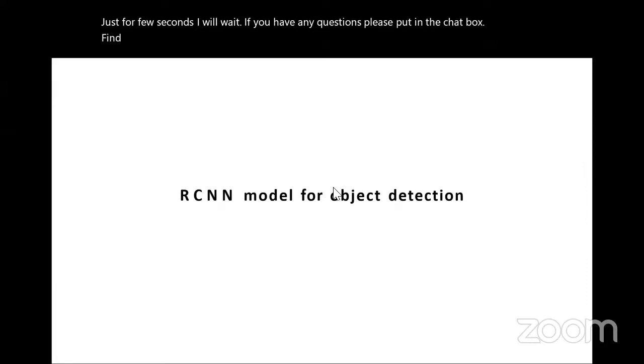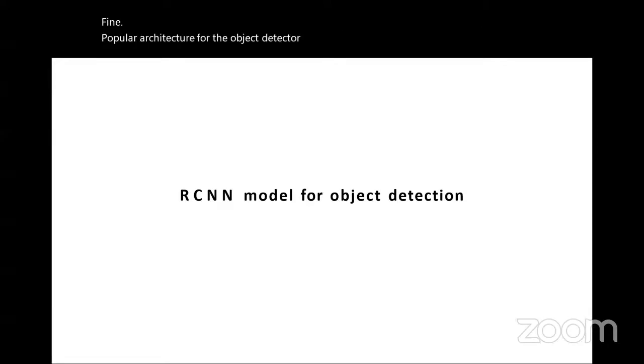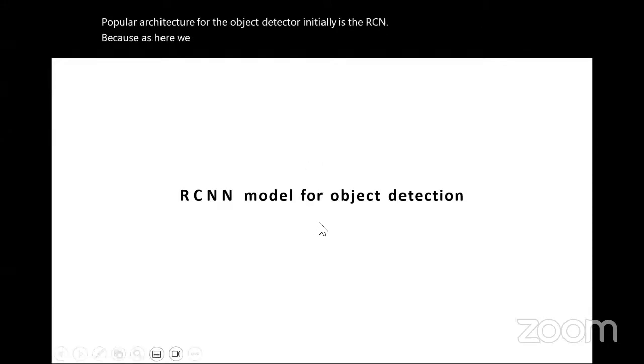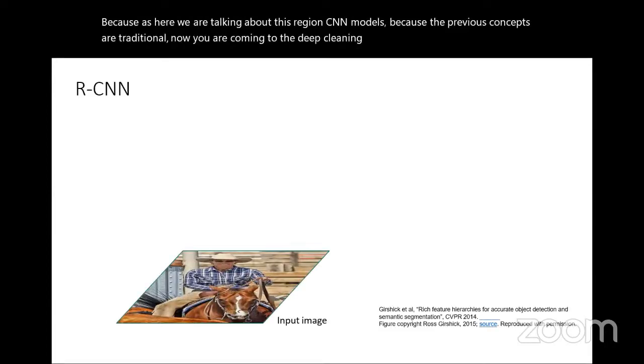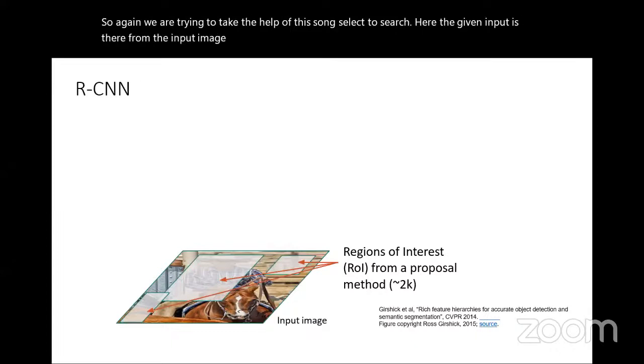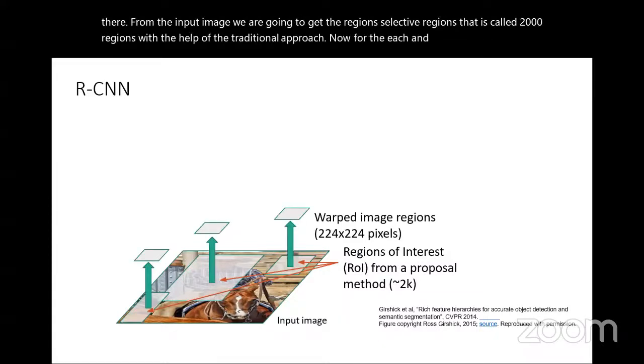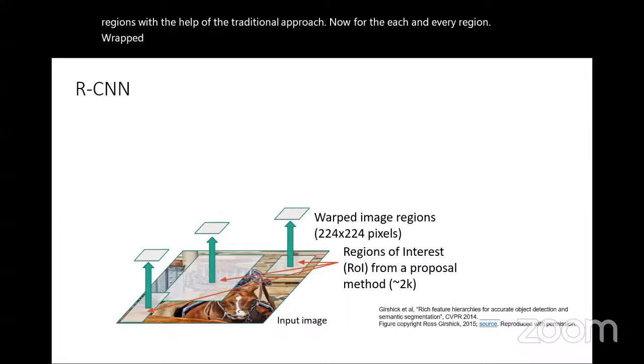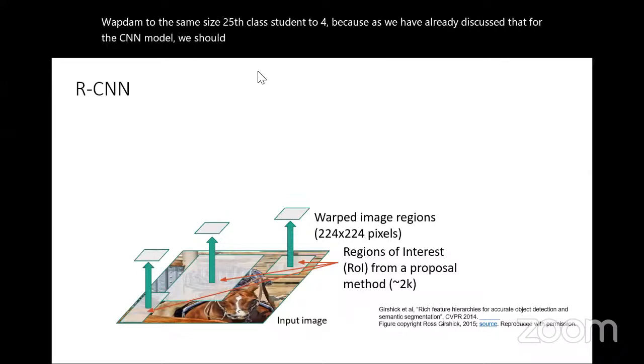Fine. So the popular architecture for the object detector initially is the RCNN, because here we are talking about region CNN models; the previous concepts are traditional. Now we are coming to the deep learning model. Again, we are taking the help of selective search here. From the input image, we get the selective regions, that is 2000 regions, with the help of the traditional approach. Now each and every region is warped to a size of 224 by 224, because as we have already discussed, for the CNN model we should have the same size.